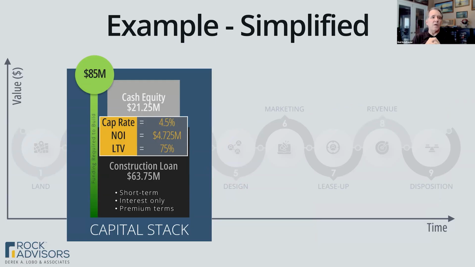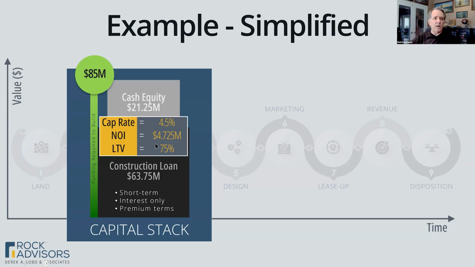So let's summarize this now. We have a capital stack with a 63.75 million construction loan. Now, this loan, very important for those that are not fully aware of this, is an interest-only loan in order to maximize the debt exposure or the cash flow to keep it rolling. So it's interest only. There definitely are premium terms associated with it. And it's not a long-term loan. It's meant to just bridge the construction phases till money is being earned by the asset.